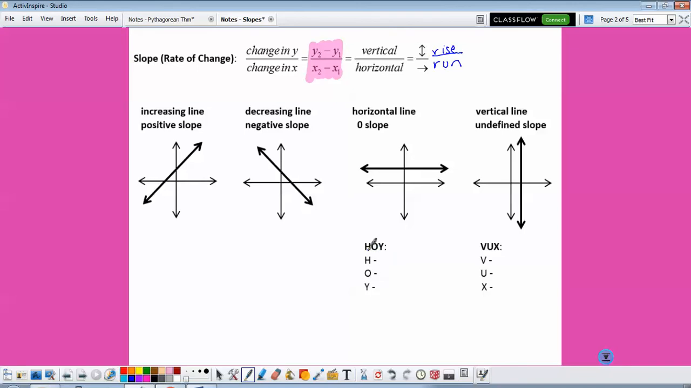A way that you can help remember this is HOY and BUCKS. The H stands for horizontal. The O is 0 slope. And these are going to be y equals a number for the equation. If it's a vertical line, then it has undefined slope, so that's part of our BUCKS. It's vertical, undefined slope. And these are x equals a number equations.